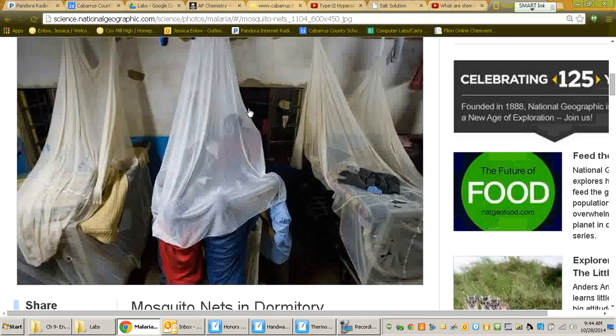So people put up things like this, mosquito nets. You've seen these before probably. And they have to hide themselves beneath that so that they are not as likely to get bitten by a mosquito that could possibly be carrying malaria.